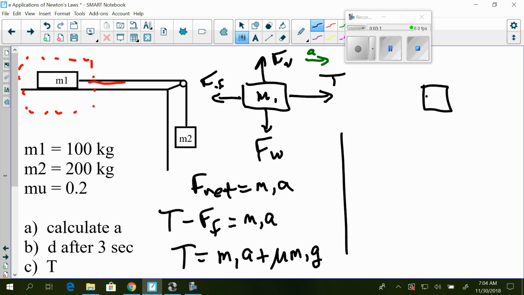Now I'm going to look at M2, so I'm going to do the exact same process. M2 is being pulled down by M2g, or by its weight. It's being held up by that unknown tension. Just like the block on the horizontal surface, it's going to accelerate because they're joined together. They have to accelerate the same.